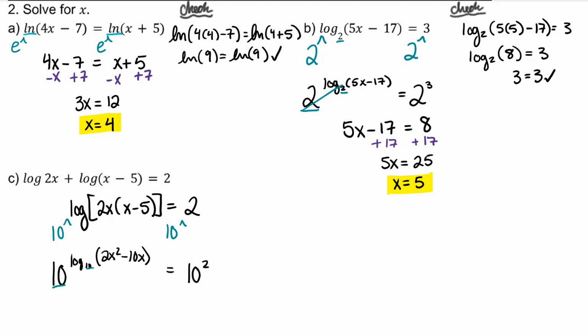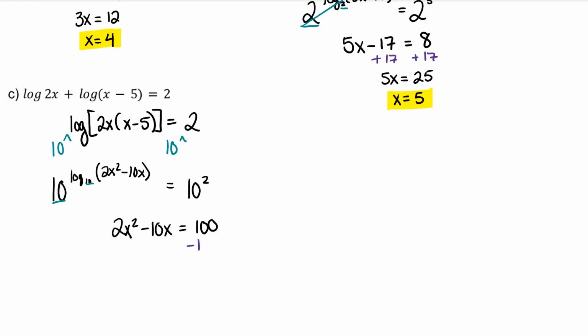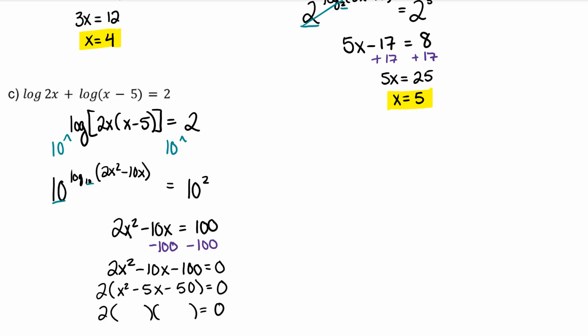Now that your bases match, using inverse properties of exponentials and logarithms, the argument of the log is now the left side of the equation. Here you have a quadratic, so bring everything to one side and try factoring. First, let's take out the GCF of 2. 5 times 10 is 50, and positive 5 minus 10 is negative 5. After using zero product property, we have 2 answers, negative 5 and 10.